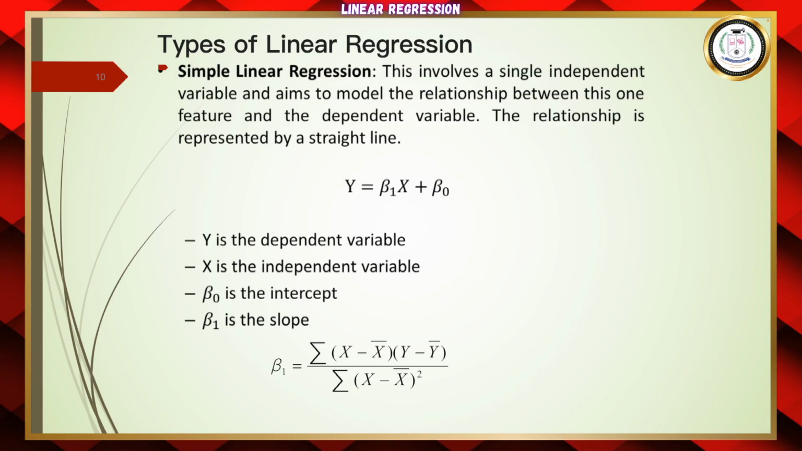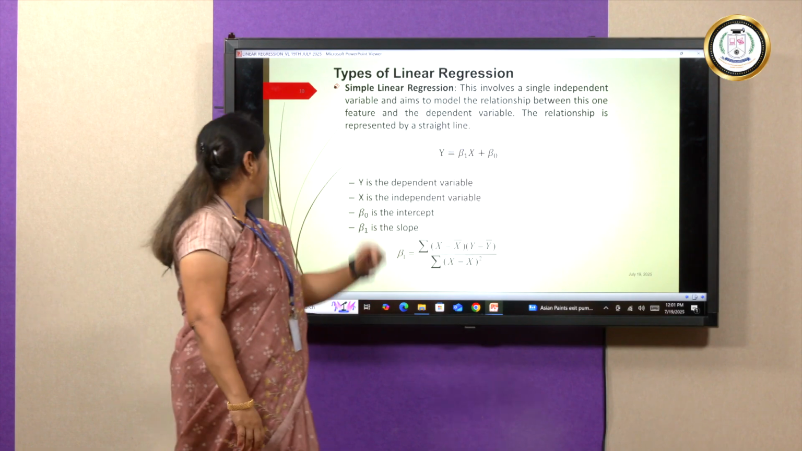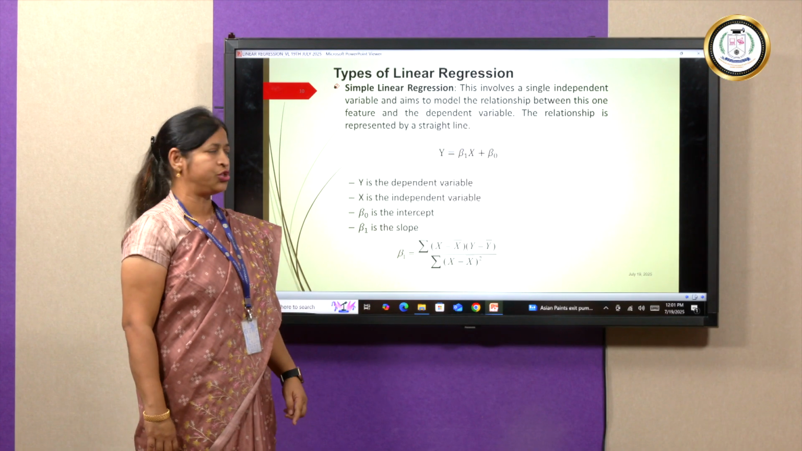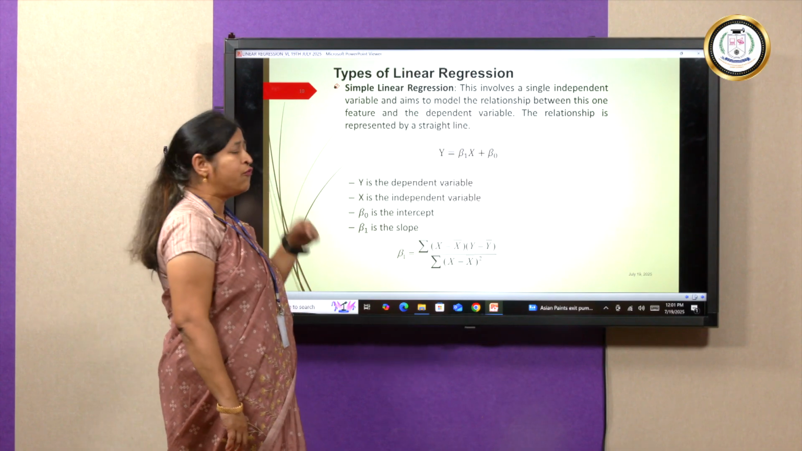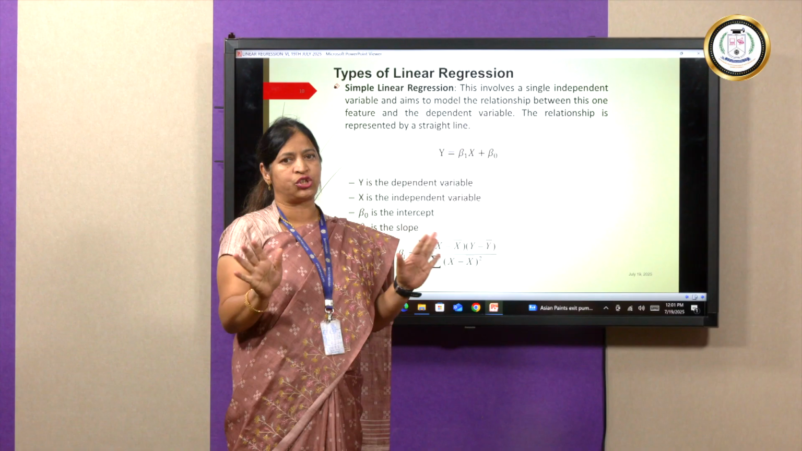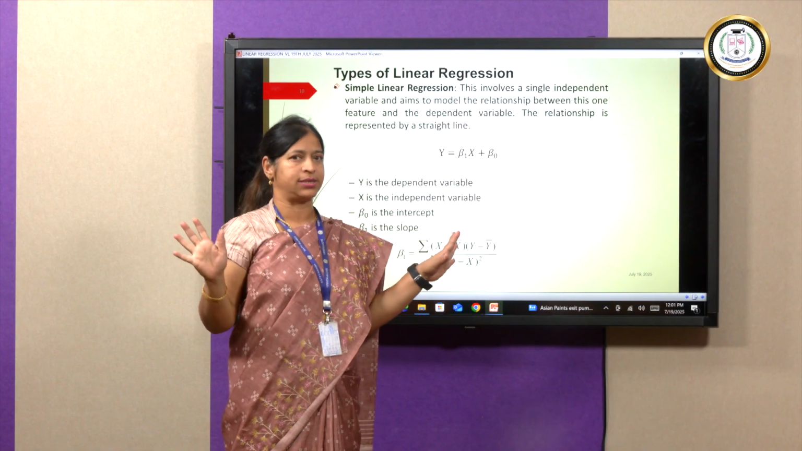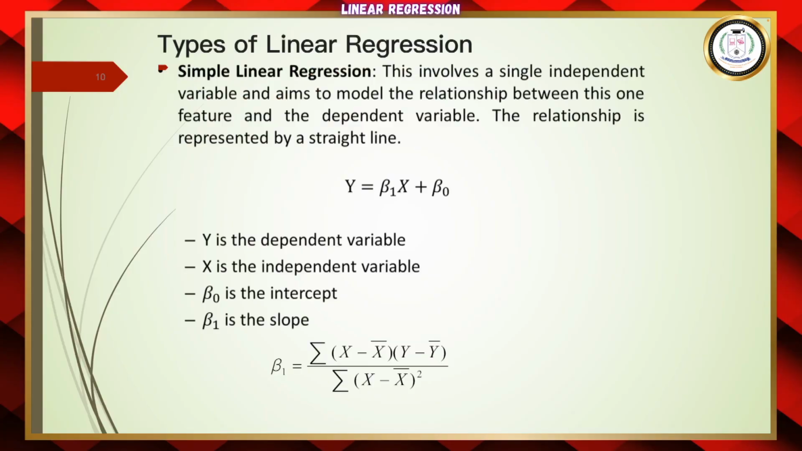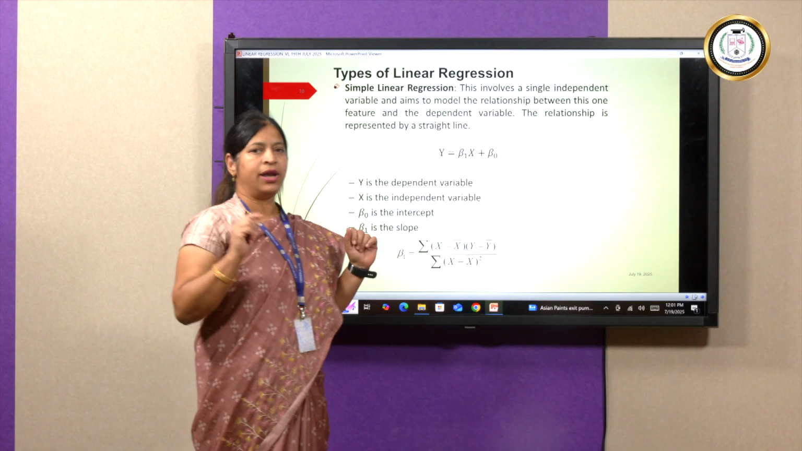What are the types of linear regression? We have two types of linear regression. One is simple linear regression. The other one is multiple linear regression. Simple linear regression involves only one dependent variable and one independent variable. That's all. We have two parameters in the data set. Whereas multiple linear regression has more independent variables and one dependent variable.